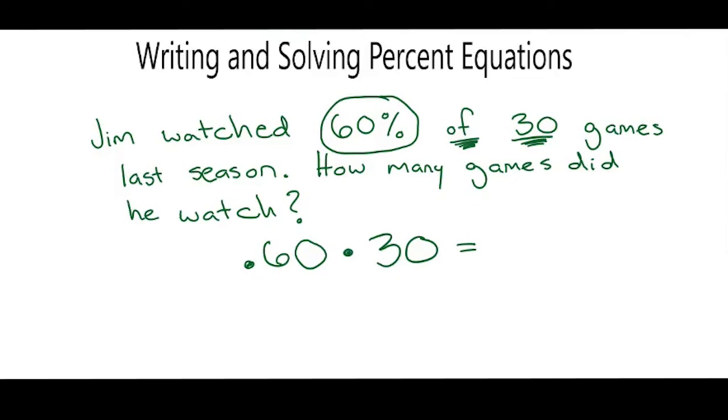Well, 0.60 times 30 is 18. So we'll say he watched 18 games. And that is how you write and solve percent equations.